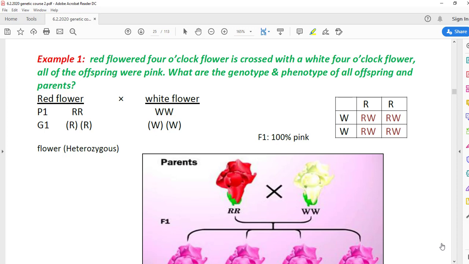Example number 1: red flower four o'clock flower is crossed with a white four o'clock flower. Red flower four o'clock flower.